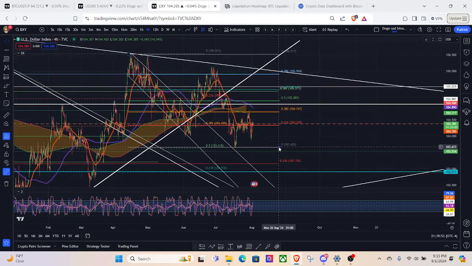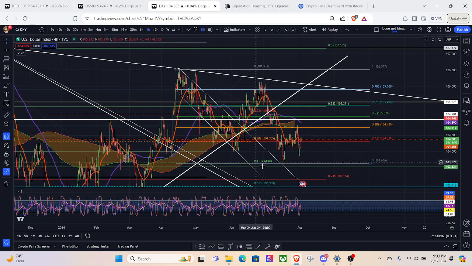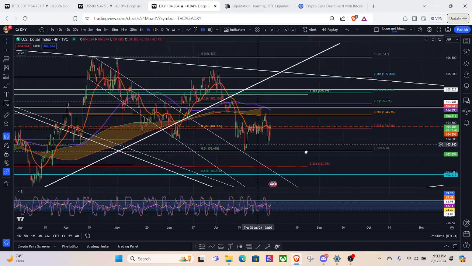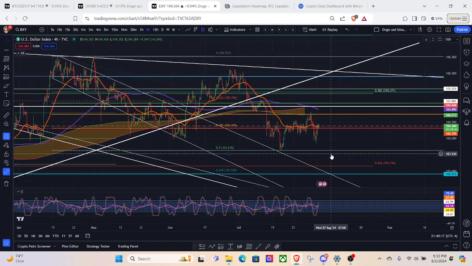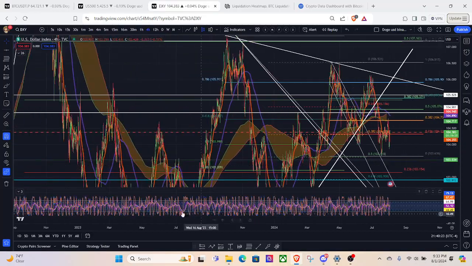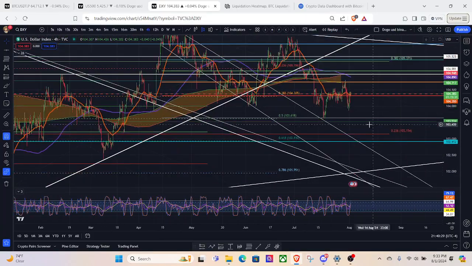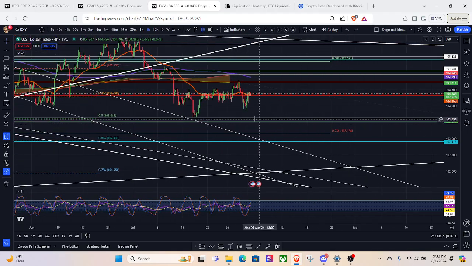Now, this fib that I have drawn here, I drew from the highest swing top that we have so far down to the swing low. And where the DXY actually bounced was the top of this descending channel, the trend line from the top of this descending channel. So it found some support there, but this also appears to be a previous fib line from somewhere further back.